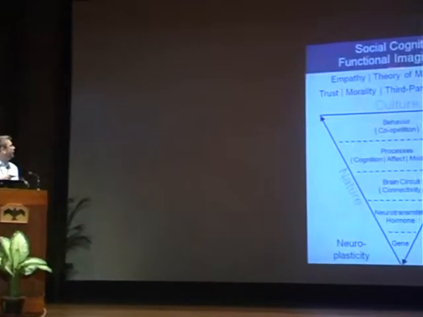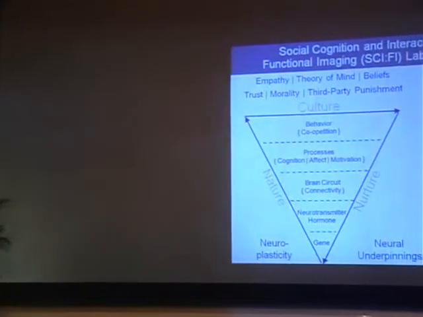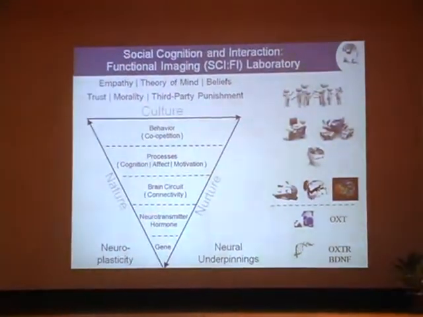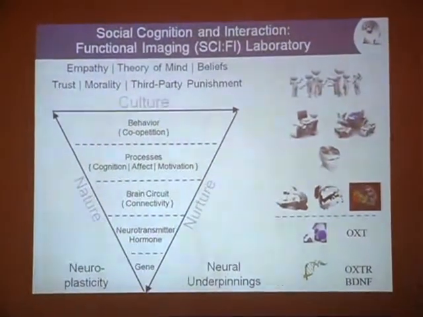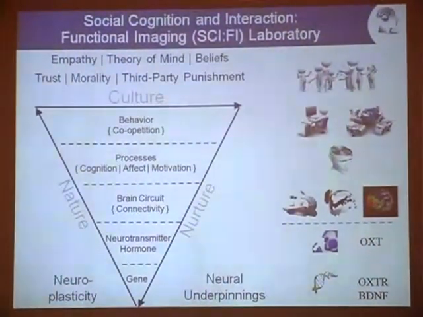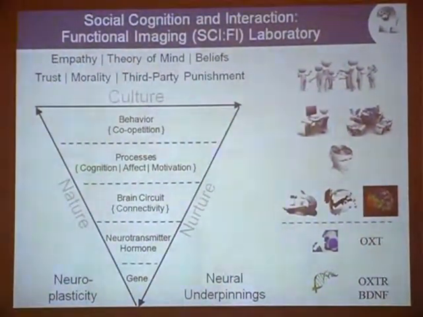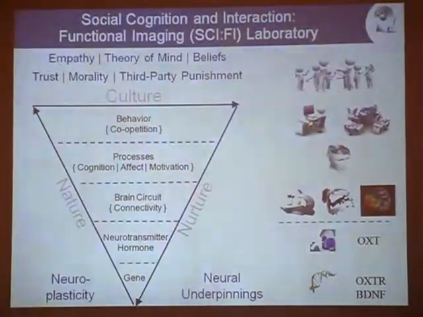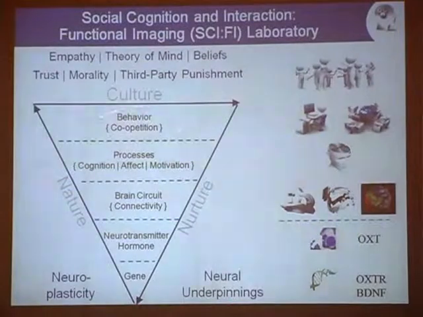How is empathy encoded in the brain? Why do we develop a theory of mind compared to other species? What are our belief systems about free will, etc., and how are they coded in the brain? That's related to how we trust other people, how moral our brain is, how moral we are. And today I want to focus on third-party punishment. So this is the mission.